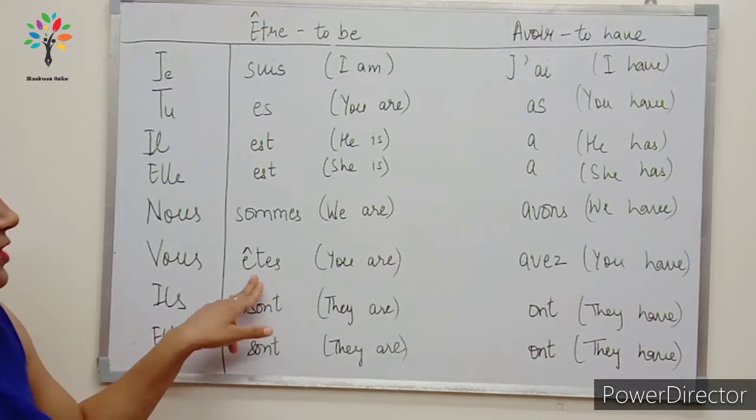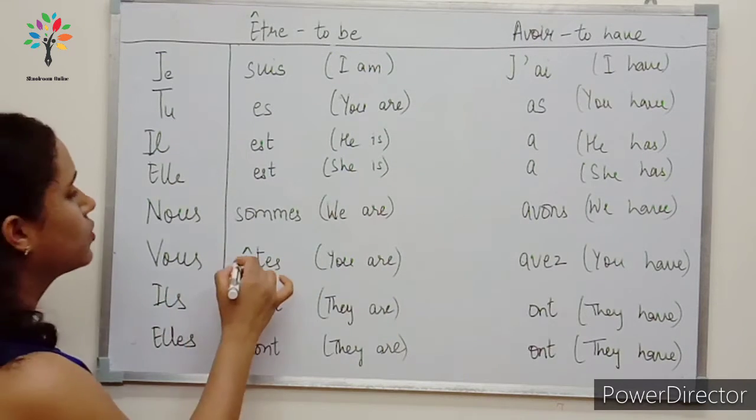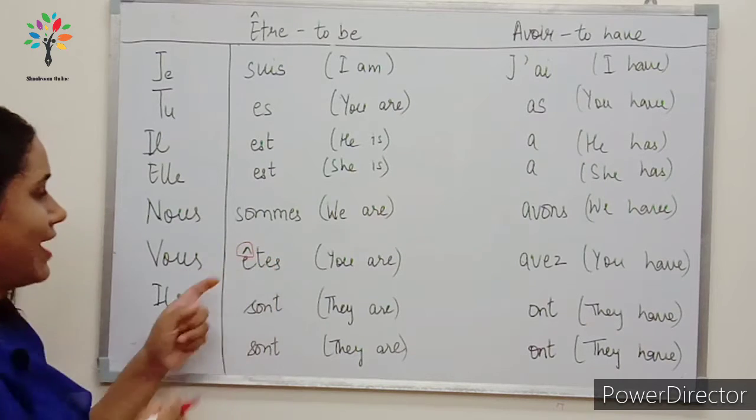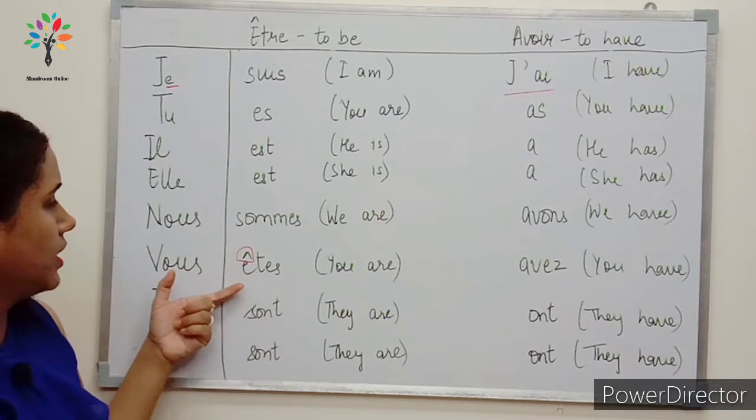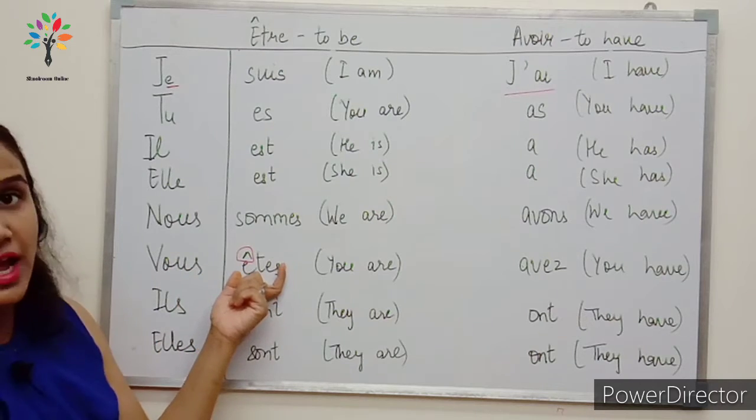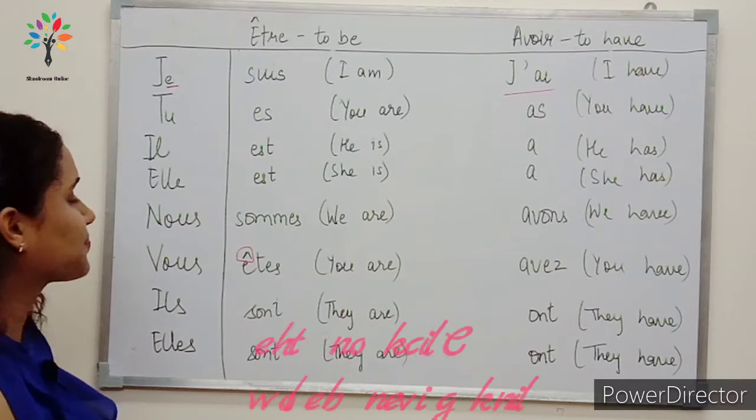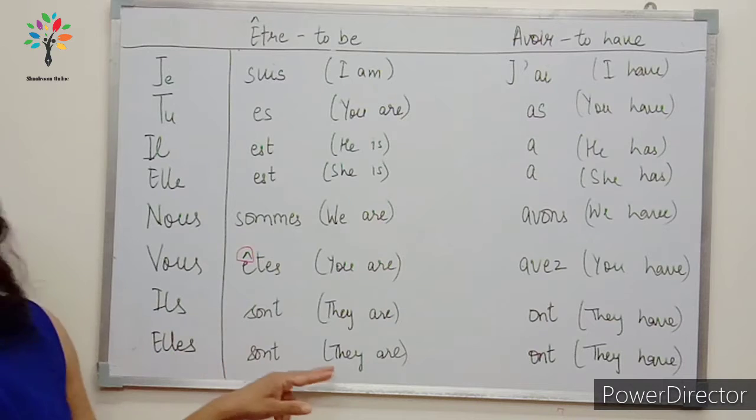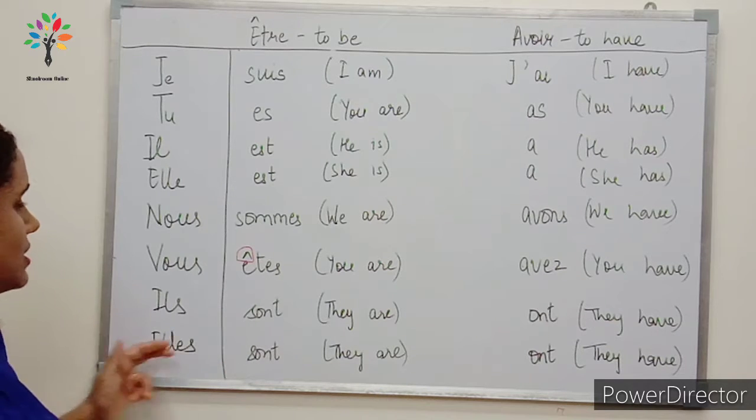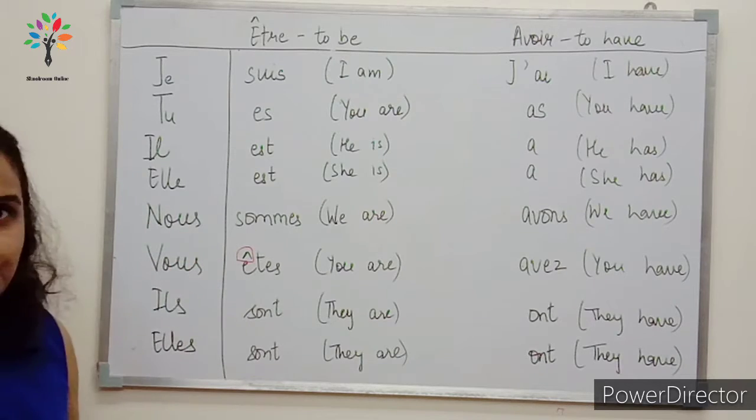Vous êtes, you are. Now just make note of this here. There's an accent which is used here. Vous êtes. To know more about the accents, you can find the link to the video in the description box. Ils sont, they are. Elles sont, they are. So ils, elles sont, and nous sommes, vous êtes.